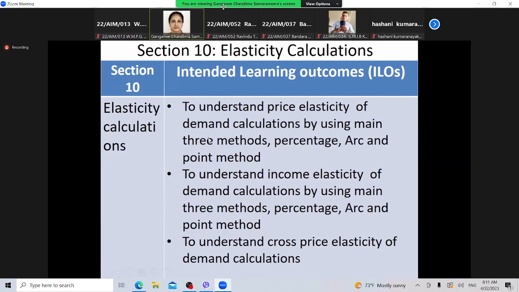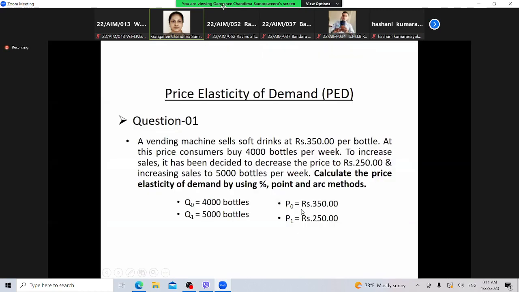Okay, here I practiced demand calculations. To understand price elasticity of demand calculations by using main 3 methods: percentage, arc, point. To understand income elasticity of demand calculations by using main 3 methods: percentage, arc, and point. To understand cross price elasticity of demand by using these 3 methods. Okay. So I'll give you one first question.